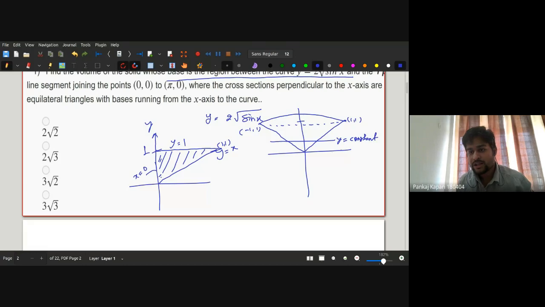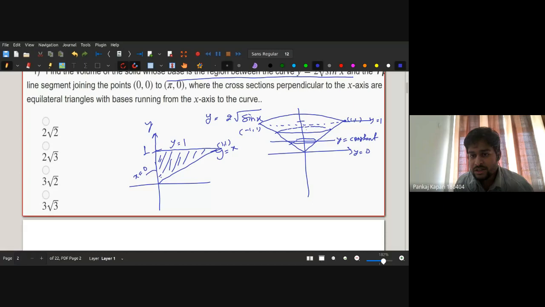This constant can be anything, but between 0 and 1, because this is the line where y is 0, this is the line where y equals 1, and in between we can take lots of slices. Now, on each slice, you can see that you have a small disk like this, because this region is generated by revolution of this particular region about the y-axis. So each cross section is a disk.